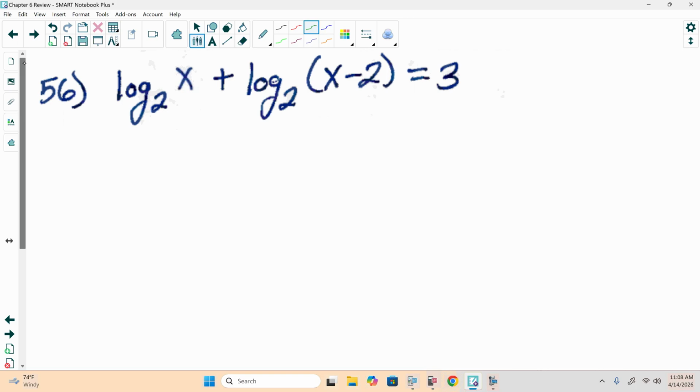Log base 2 of x plus log base 2 of x minus 2 is equal to 3. We need one log on either side. We cannot have it written as 2. If we have two logs with the same base being added together, we can rewrite it as a single log with what's inside being multiplied.